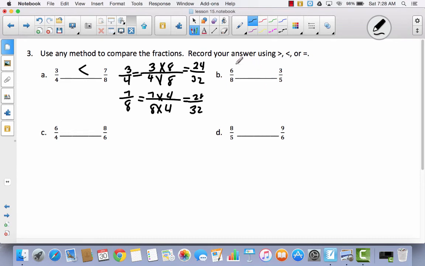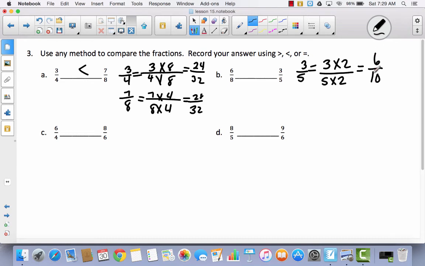All right, so I'm looking at 6 and I'm looking at 3 and I'm thinking, well, I can multiply 3 times 2 and that'll get me 6. So look at what happens if I do this. I can take my 3/5 and multiply the numerator and the denominator by 2, because remember, you always have to multiply the numerator and denominator by the same number. And that gives me 6/10.